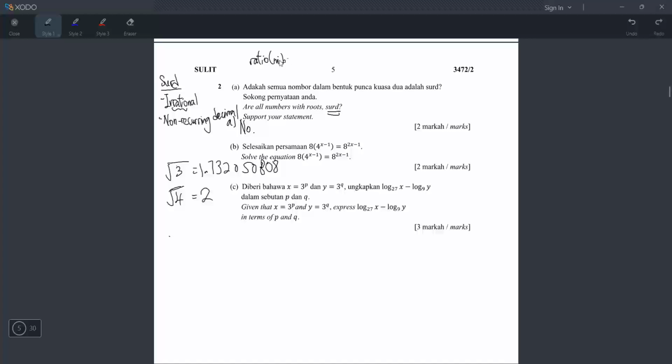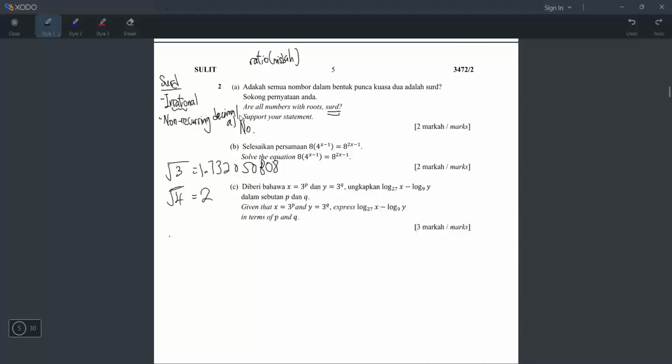It means if the number can change to fraction, then we call it rational. Okay, because ratio is like fraction, right? So if it can change to fraction, it's a rational number. If it cannot change to fraction, then it's irrational. So for example, square root 3. This is a surd because it's an irrational number, right?